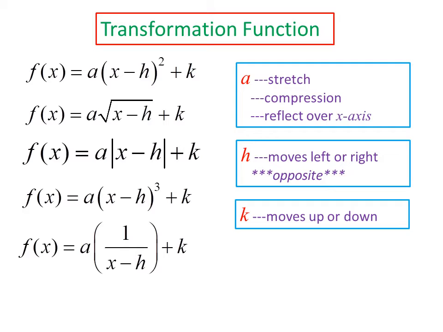And then finally, k is like that b in y equals mx plus b. This moves our function up or down. So again, a is a stretch, compression, or reflection over the x-axis. The h value moves us left and right, and it's always the opposite of the sign. And then k moves our function up and down.